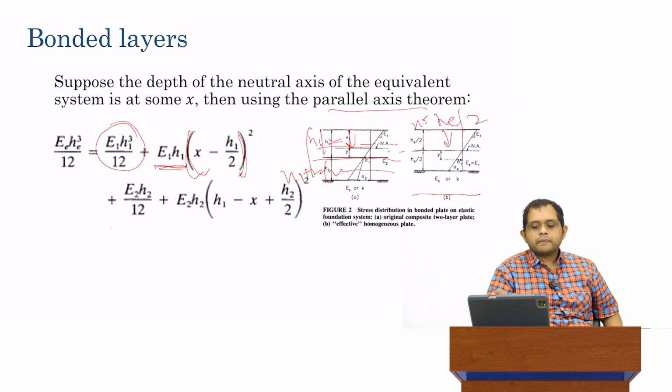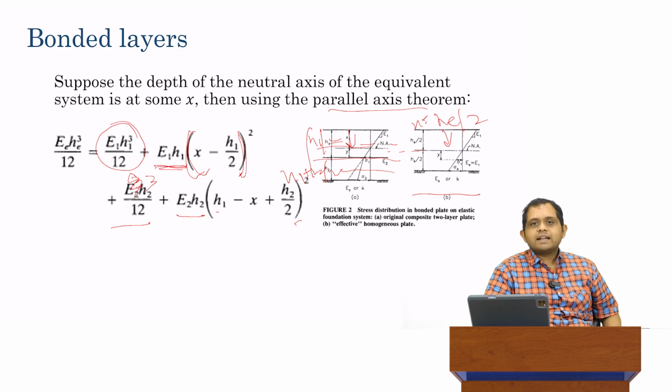square. For the second plate, we do have an E2H2 cube, there's a slight typo here. So we do have this E2H2 cube over 12. That also has to be shifted to the position of the common neutral axis. And that is then going to be a shift of E2H2 into H1 plus H2 over 2 minus x whole square.